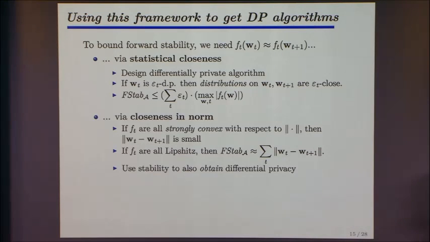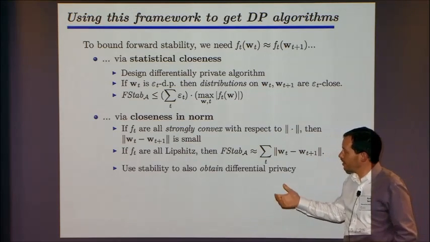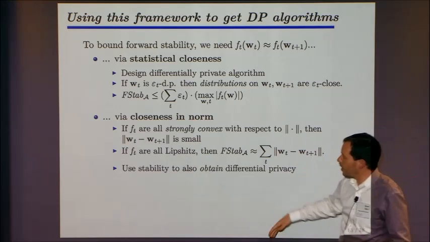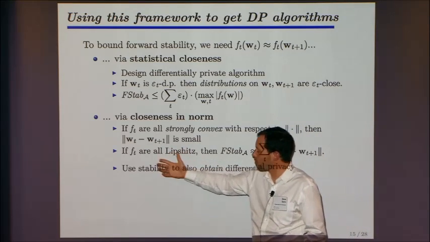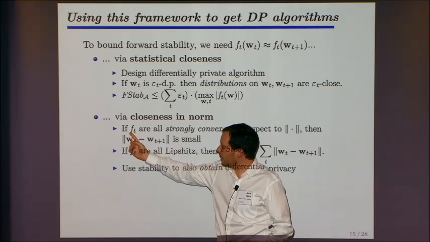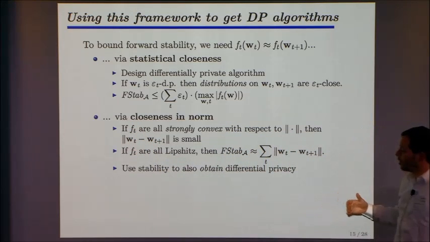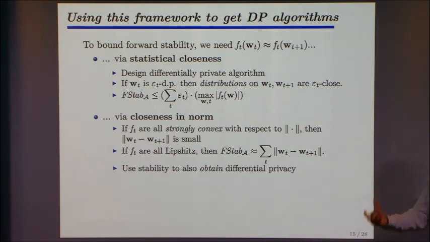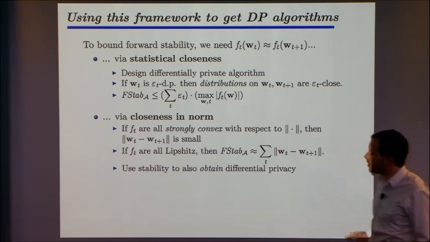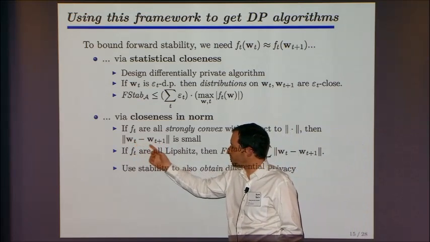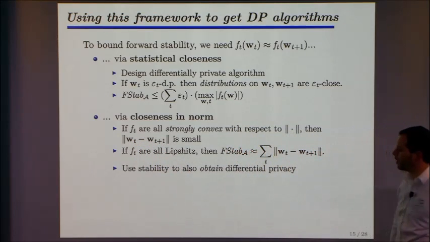Alternatively, you could go via closeness in norm. Rather than asking the distributions on WT and WT plus 1 to be close, you might just ask that they be actually close as vectors. The way these analyses proceed is that I'll hope or ensure somehow that my individual cost functions are not merely convex, but strongly convex, meaning they have some real curvature with respect to some norm. And then I can ensure that the norm of WT minus WT plus 1 is small.